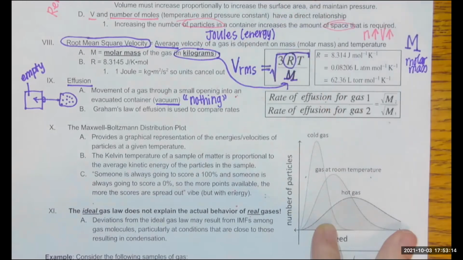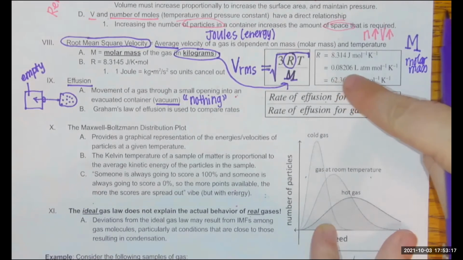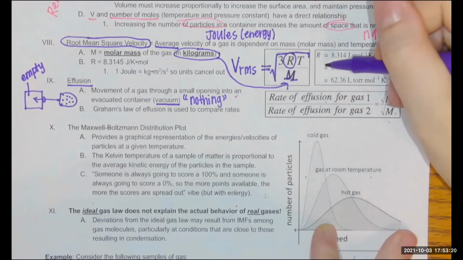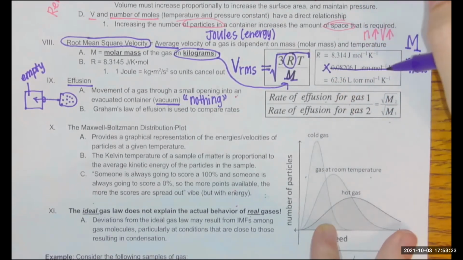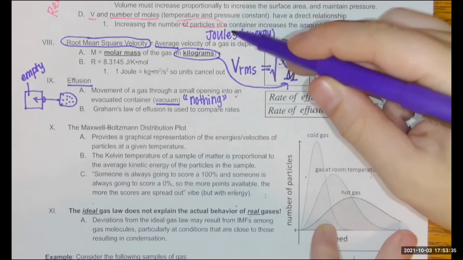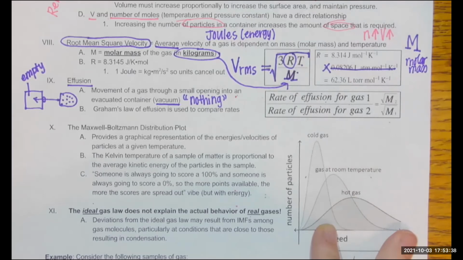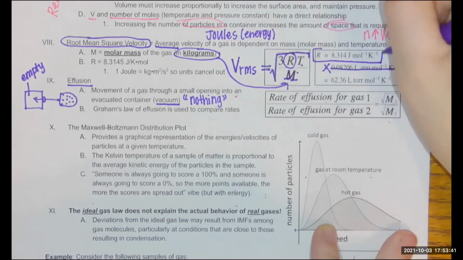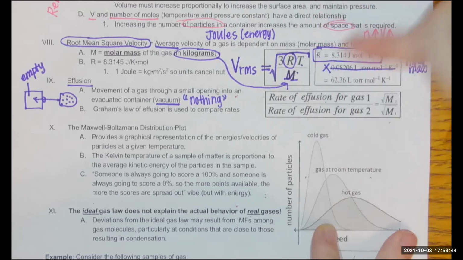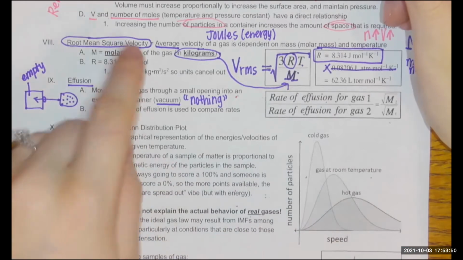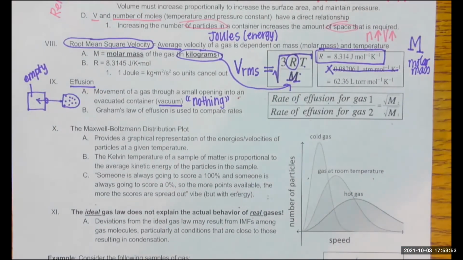The R here, we've been using R equals 0.08206, but that's not the one that we want to use this time because we're dealing with velocities. We're dealing with the temperature in Kelvin. We're dealing with mass. And I told you something about joules, which you don't need to quite know. So the R value is actually going to be this one. This is the R that you use here. So let's practice a problem from the homework on root mean squared velocity.